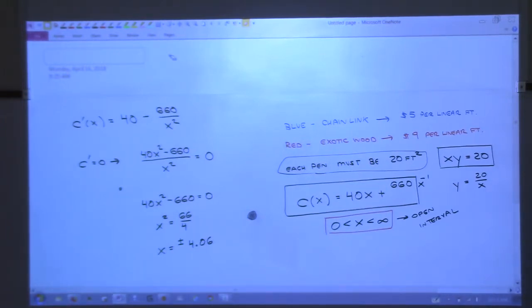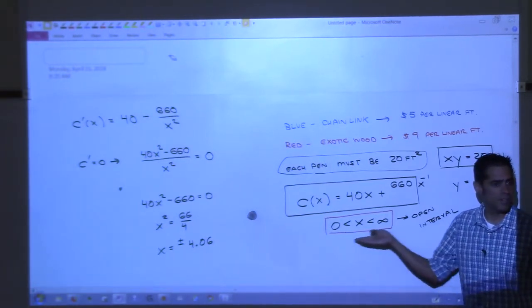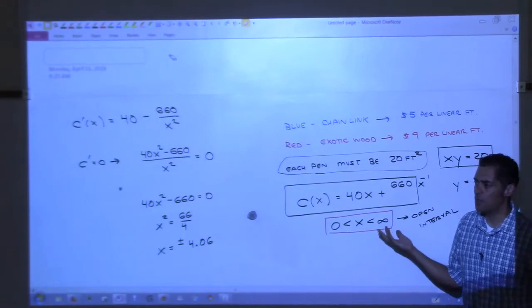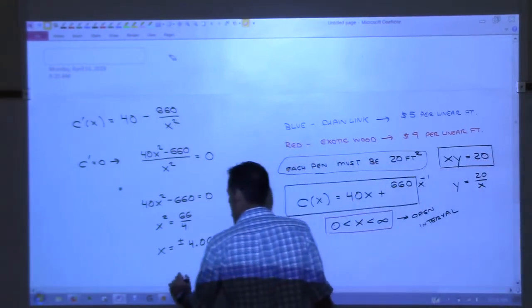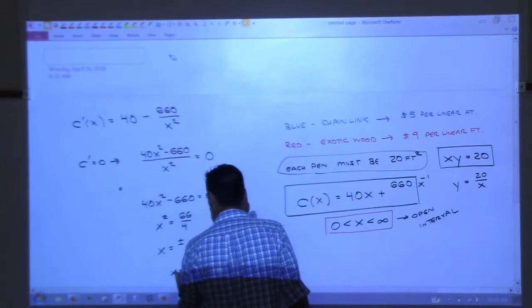Do we include the minus? Okay, so now you go back and you look at, all right, our x's can only be bigger than 0, so we can chunk out the negative one. So we have a critical number here of 4.06, right?